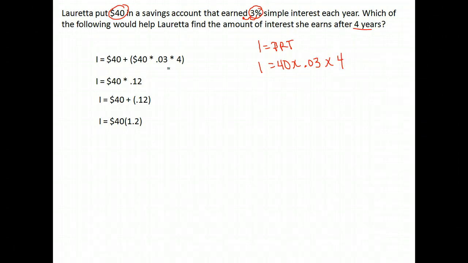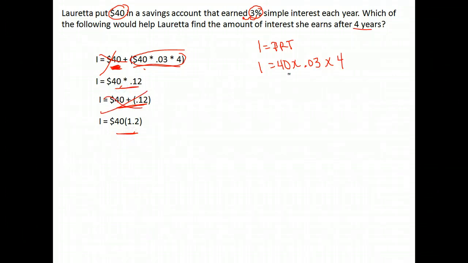Now notice none of these match. This one almost matches, but they're adding another $40. What this first one would give us is the amount in the account, because this part is the interest and this is the amount we originally have. So if we add those together, it gives us the amount you have in your account after the amount of time, but not just the interest. This one is also out. Notice it has addition. So we're down to these two options.